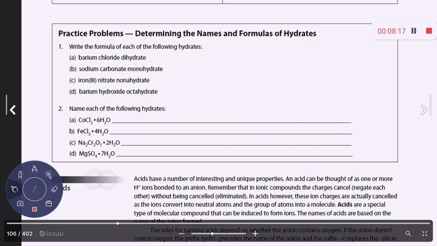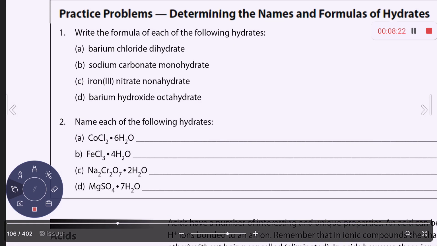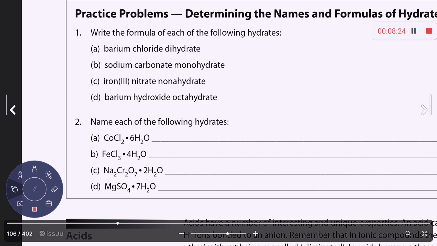Let's jump straight into the practice problems. So here you're going to notice these are all ionic compounds, and then they say hydrate at the end, or they have water in the chemical formula. They use Greek prefixes to indicate how many waters are attached. So let me give you an example. This first one is barium chloride dihydrate.